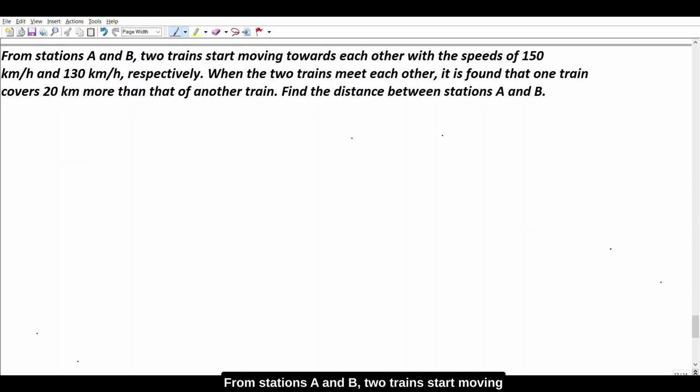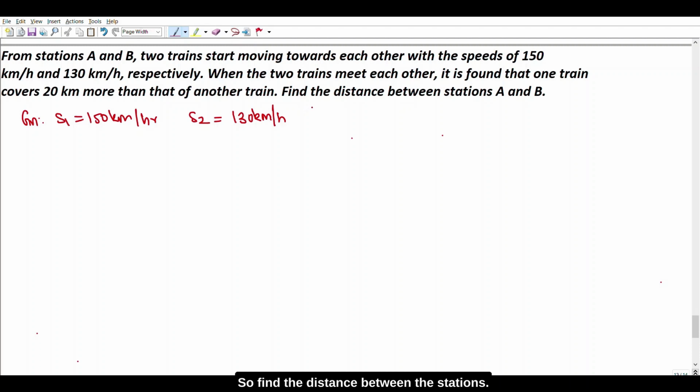From stations A and B, two trains start moving towards each other with the speeds of 150 km per hour and 130 km per hour respectively. When the two trains meet with each other, it is found that one train has traveled 20 kilometers more than the other train. So find the distance between the stations. So here S1 is equal to 150 km per hour, S2 is equal to 130 km per hour, and T equal to 20 minutes. As we discussed in the previous problem, when two trains meet, time taken will be equal.